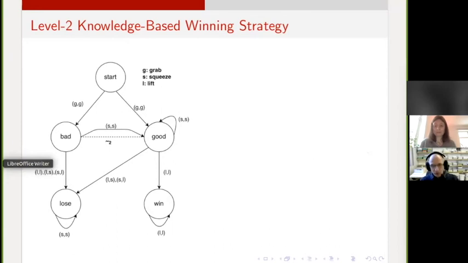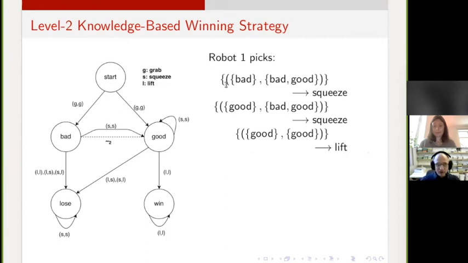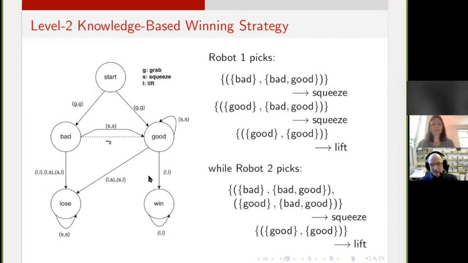But now if we go to the second level of knowledge, then the second level knowledge of the first robot could be, for example, that it knows that the grip is good and knows about the second robot that the second robot is uncertain. That's a possibility. Or there's a possibility that it knows that the grip is good and that the second robot again is uncertain. But there's also the possibility that the first robot knows that the grip is good and knows that the second robot knows that the grip is good. Okay? And there are also these possibilities for the second robot.